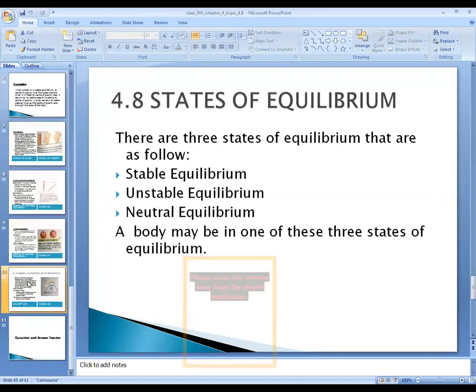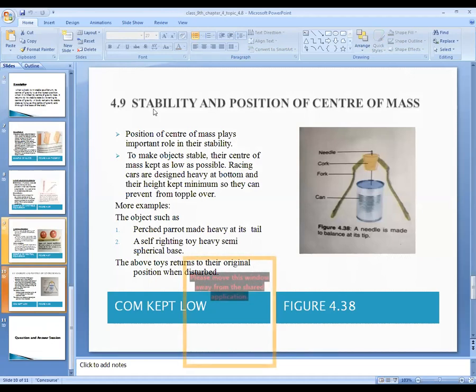Now we discuss another topic, which is the next topic, 4.9: Stability and the position of the center of mass. This is on page number 102. If you open the book, page number 102, you will find 4.9. Under this topic, you will find stability and the position of the center of mass.